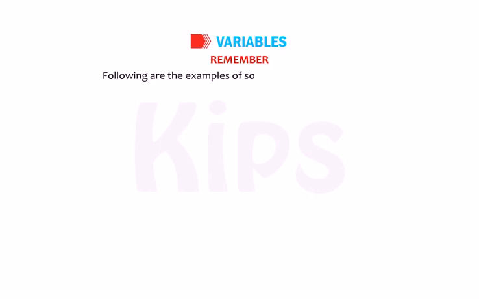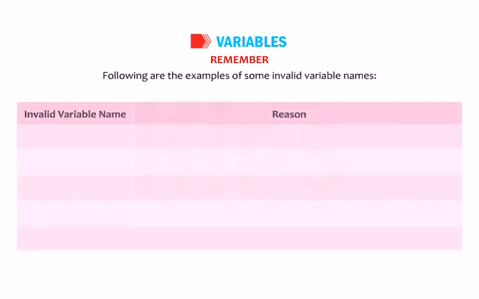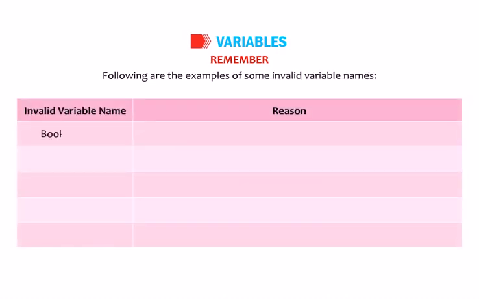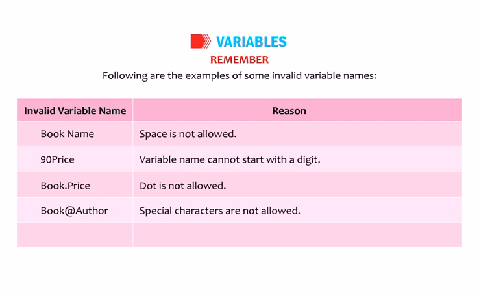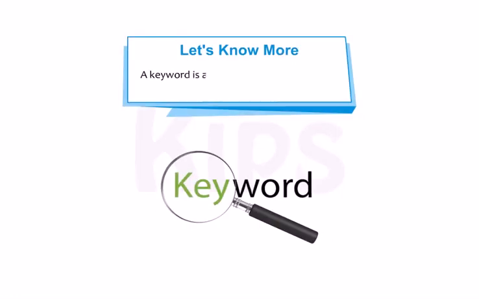Following are the examples of some invalid variable names. Invalid variable name, book name, reason, space is not allowed. 90price. Variable name cannot start with a digit. Book.price. Dot is not allowed. Book@author. Special characters are not allowed. Min. Min is a keyword in Python, so it cannot be used as a variable name. Okay, let's know more. A keyword is a word that conveys a special meaning to the compiler.